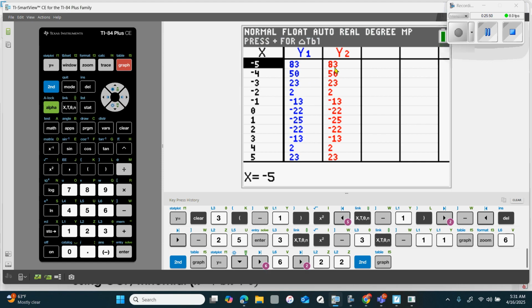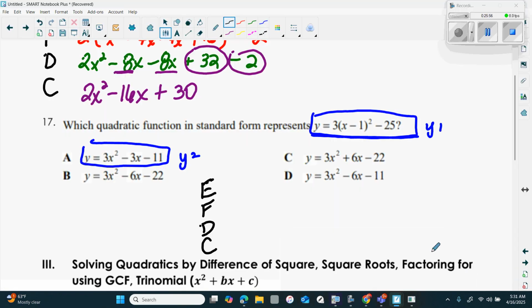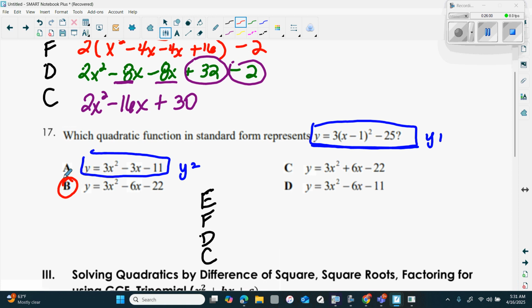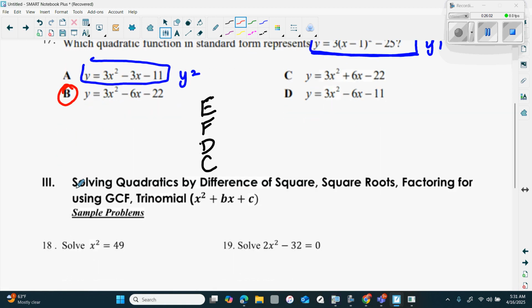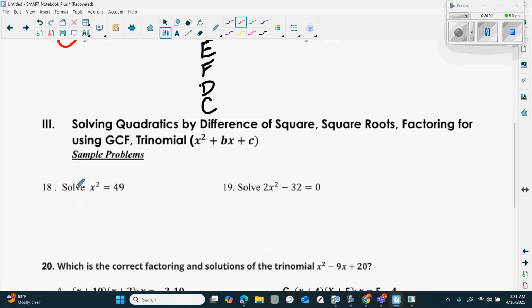And yeah, look, if I look at my table right here, the numbers are all the same. So that means it is equivalent, it is a match, it works. So this one was B. Okay. And then our last section is our green notes that we had, which is difference of squares. And then we had also the white paper with factoring trinomial.